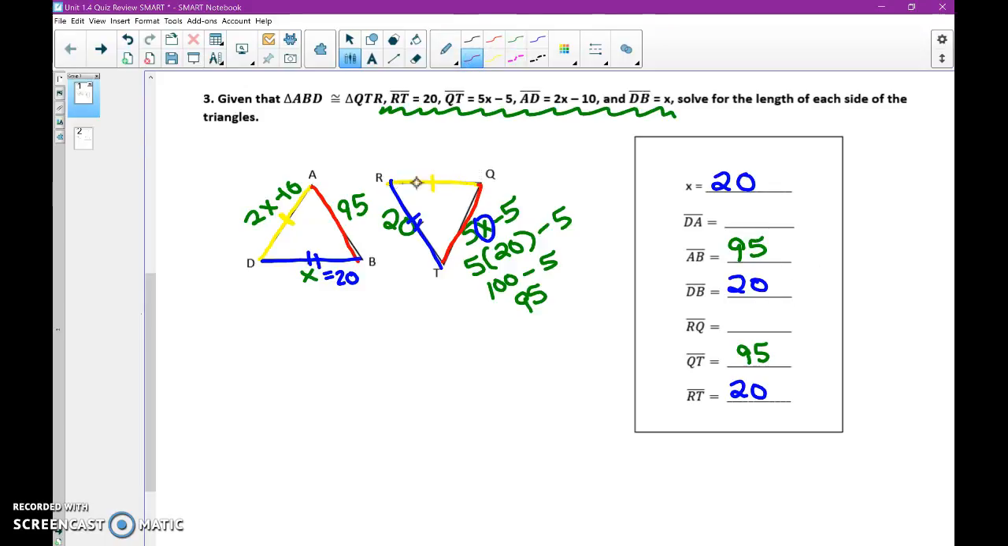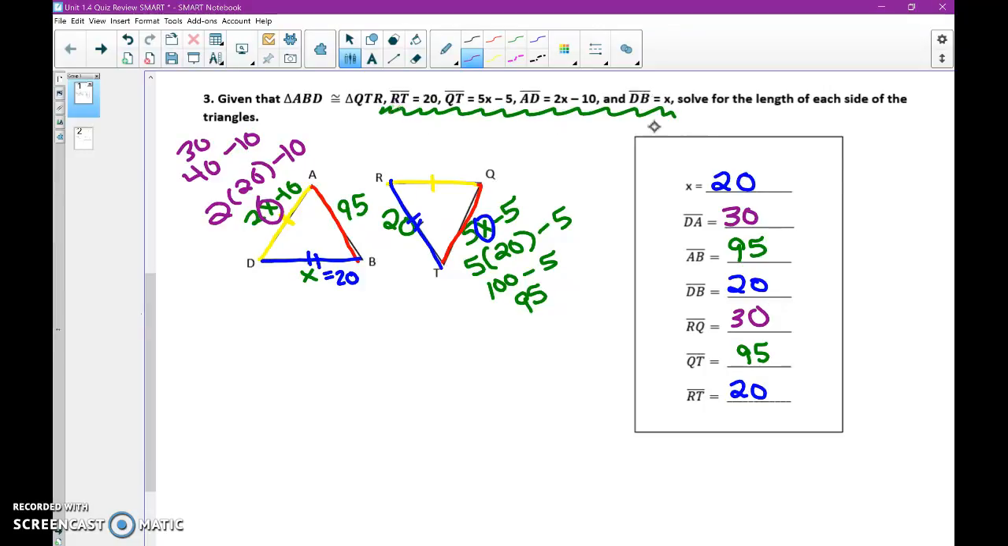One of them is empty, that's RQ. However, RQ is congruent to DA, and it says that that side is 2x minus 10. Again, I can't set this equal to something, but if I know what x is, I can substitute it in. That's the whole point of figuring out x. Instead of 2 times x, it's now 2 times 20 minus 10. So 40 minus 10, which is 30. So my two remaining sides are both equal to 30 units.